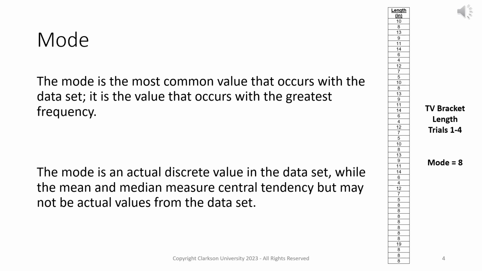Just like the median required an extra step of sorting the data, the mode requires extra steps of counting all of the possible unique values and then choosing the value that occurs the most frequently, the highest count. In this case, we're looking at the TV bracket length data again, but instead of just trial 1, we've compiled all trials 1 through 4. If we count these individual values up, the most common value is 8, so the mode is 8.